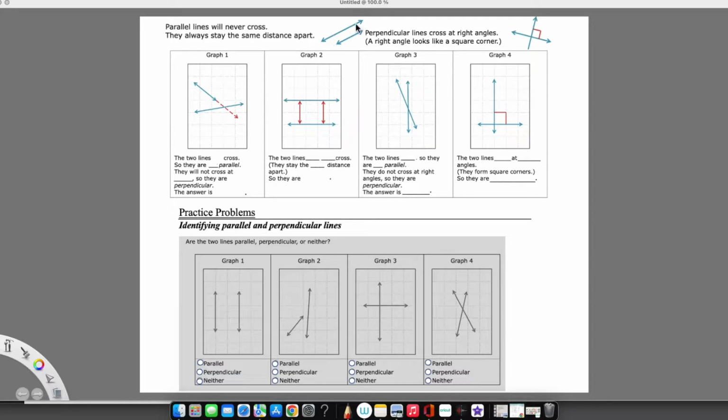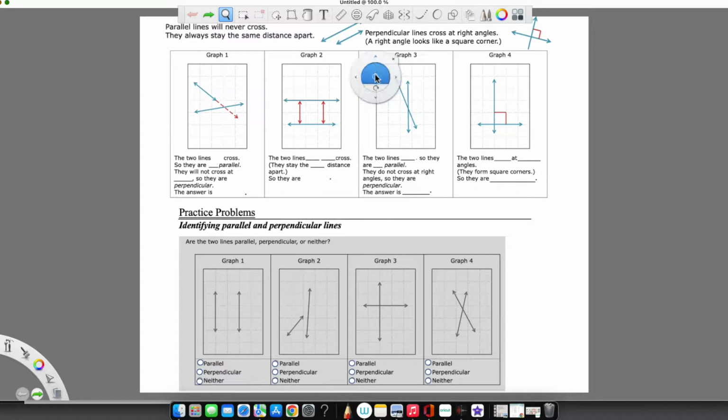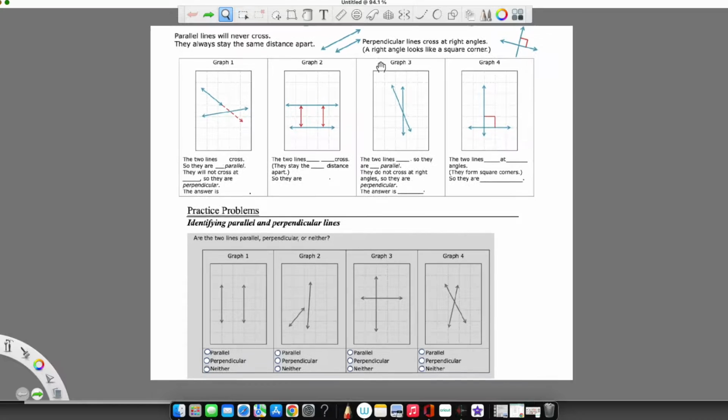So we can see this. We have two lines. They're parallel. They're always the same distance apart here. So they're never going to get closer together or anything like that. Here, let me zoom out just a little bit so we can actually see that whole page.